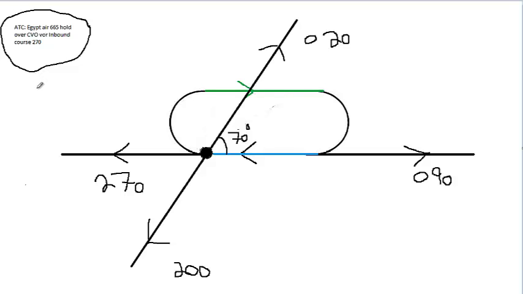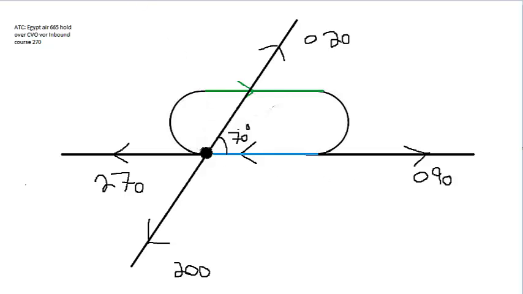If ATC wants us to make a left turn, he would say, okay, Egypt Air 665, hold over Charlie Victor Oscar, inbound course 270, left-hand turns, if he wants us to fly a left-hand turn. So this is how I knew that he wants us to fly turns to the right, a standard hold. Alright, so now once we drew the holding pattern, there is a couple of things that I need you to know.